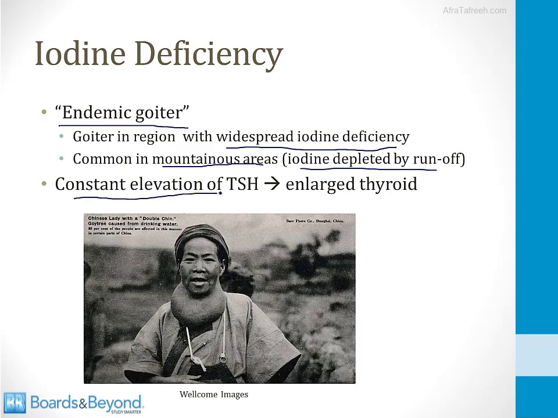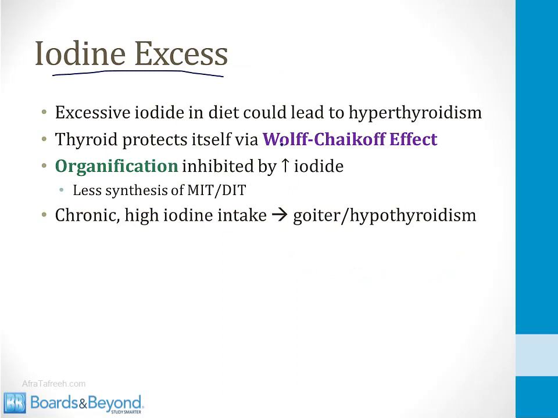The constant elevation of TSH trying to stimulate more production of thyroid hormone leads to an enlarged thyroid. And this is a picture of a woman with a severe iodine deficiency on the screen. You can see she has a massive goiter in her neck. She's not consuming enough iodine to make thyroid hormone, and the pituitary is constantly stimulating her thyroid gland, making it bigger and bigger. Iodine excess can also lead to hypothyroidism via the Wolff-Chaikoff effect.